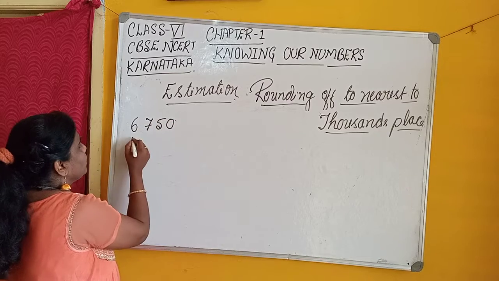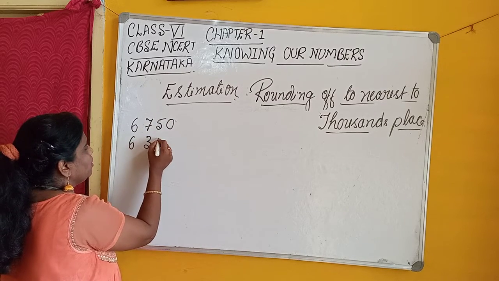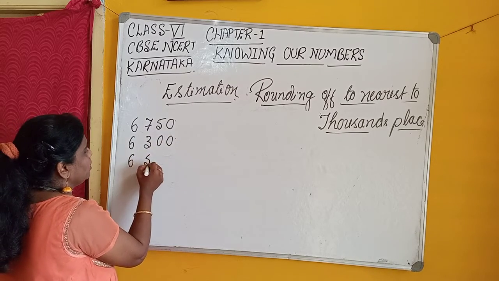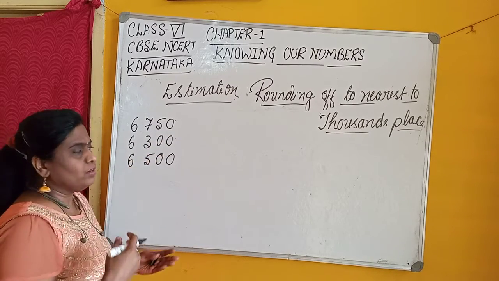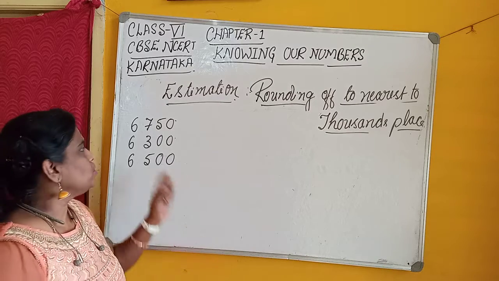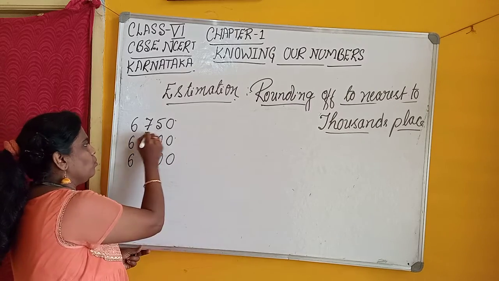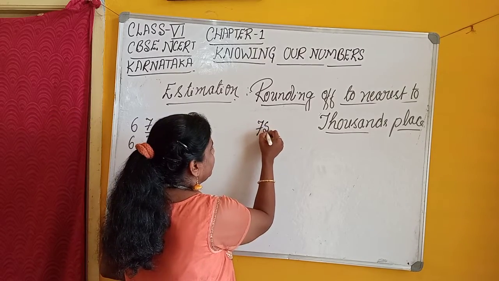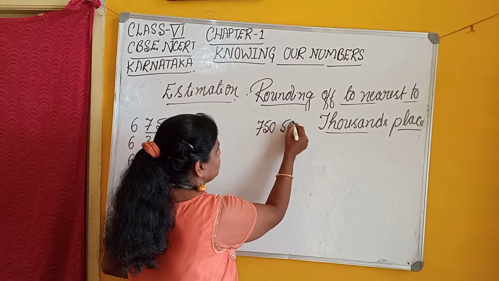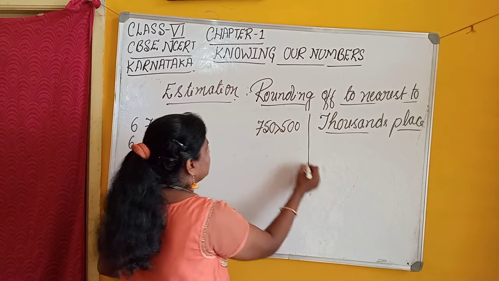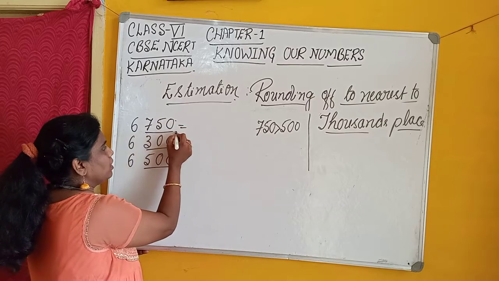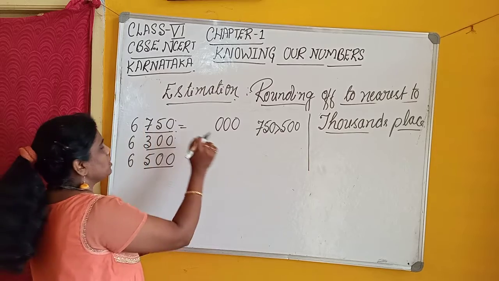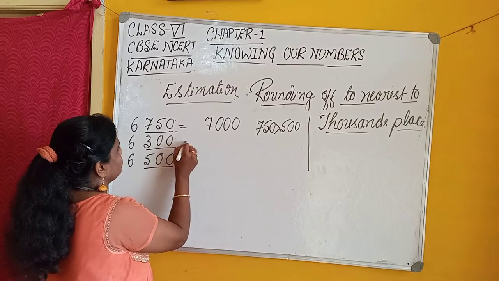For this, 6,750 and 6,300 and then 6,500. When rounding off the numbers nearest to thousands place, we have to take the 3 digits, ones, tens and hundreds, and compare these 3 digits to 500. Isn't it? Here 750 is greater than 500. Therefore 3 digits will become 0 and 6 is increased by 1, that is 7.